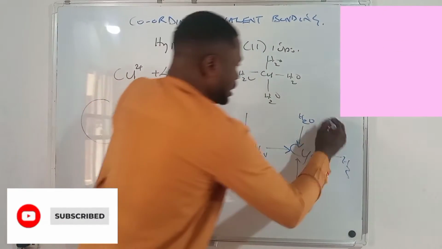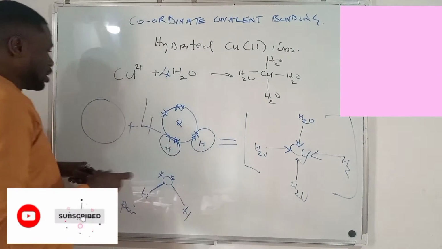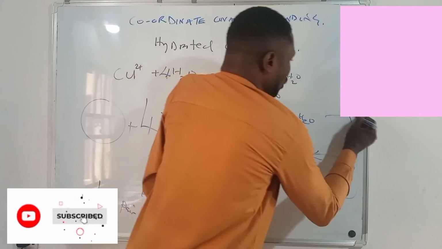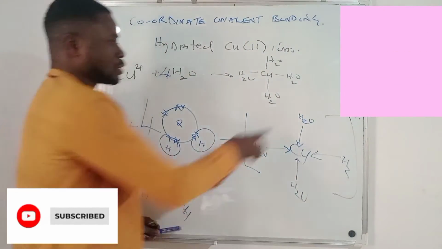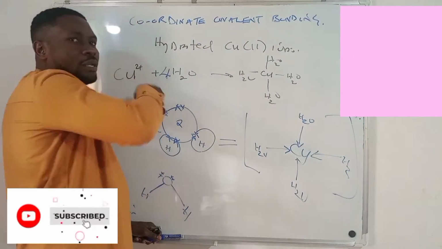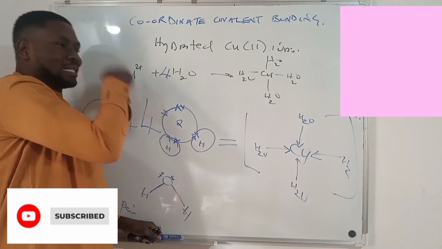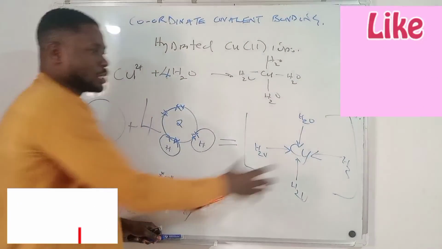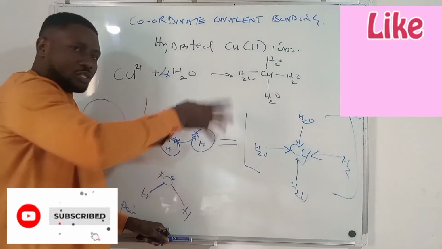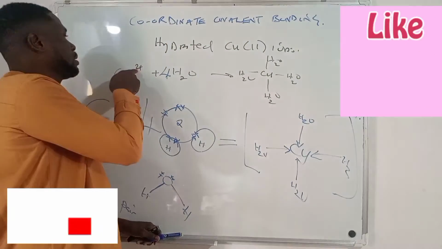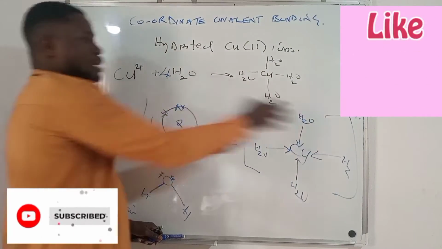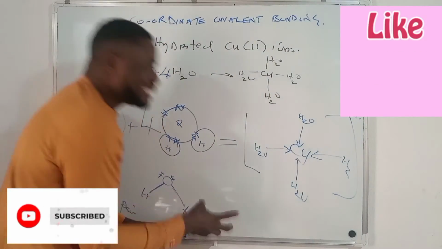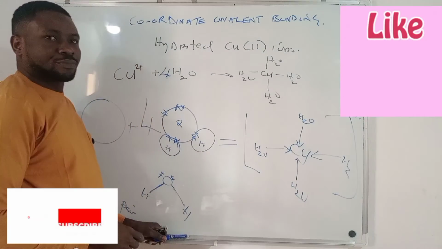Now, when you have written it that way, the charge that copper has, remember that copper has 2 plus, must always be written on top. Please don't forget the charge on the copper, on this ion that doesn't have electron. Whatever charge it carries should be written on top, because sometimes you see that in exam. So if it is 3 plus, 3 plus should be written here. So please take note, this is what we call hydrated copper 2 ions.